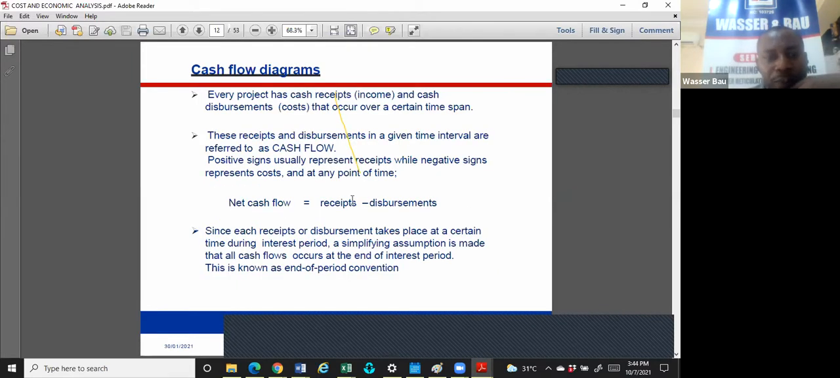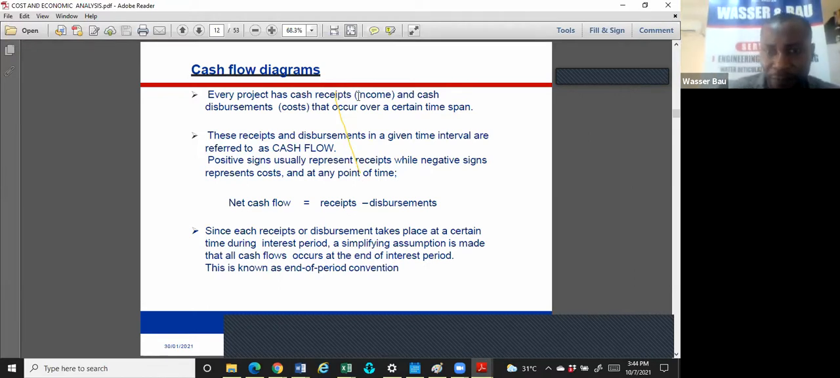Let's talk about cash flow. Every project has receipts. In our cash flow, anything that comes in is positive, and anything that goes out as a disbursement is cost. So there's income, there's cost. Net cash flow is always the sum of your receipts minus the sum of the disbursements. Since each receipt or disbursement takes place at a certain time during the interest period, a simplifying assumption is made that all cash flows occur at the end of the interest period. This is known as the end of period convention.